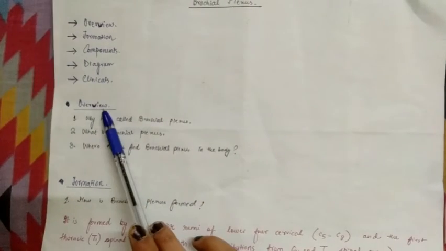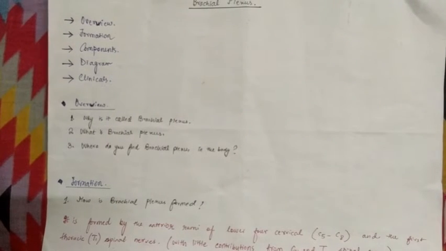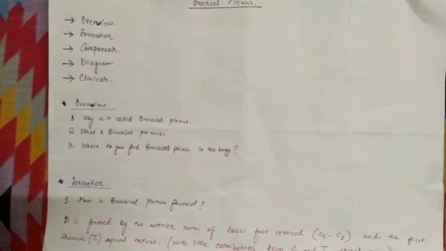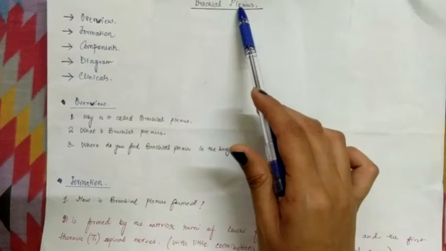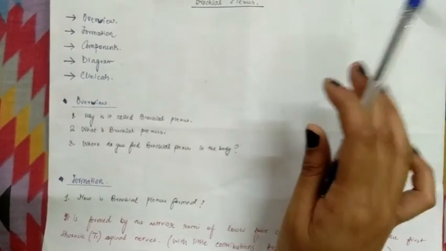Now, let us discuss the overview of the brachial plexus. What is this? Where is it found in the body? Why is it called brachial plexus? So all these questions have one answer: the brachial plexus is a network of nerves. What is a plexus? A network of nerves found in the brachium part of our body. Right? That is why this is called the brachial plexus.